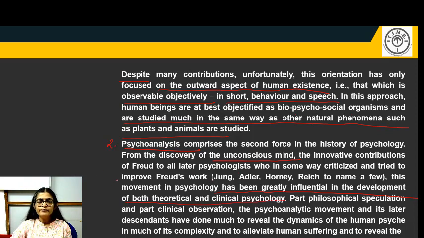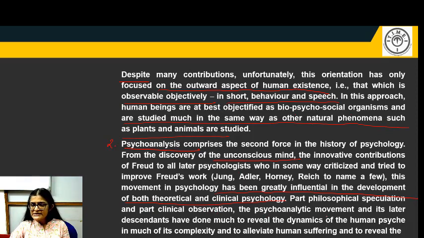Okay, so these are the contributions of psychoanalysis. It helped in the development of psychology as theory and also practice. Clinical psychology is the practice of psychology to help patients, what we call counseling in our normal language. Part philosophical speculation, which means philosophical thought, and part clinical observation. So psychoanalysis is based partly on philosophy and partly on clinical observation of the different cases or patients.